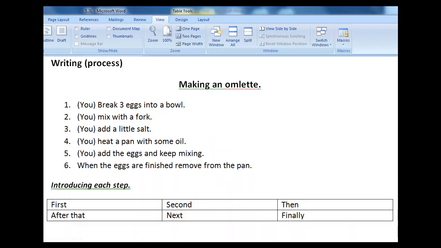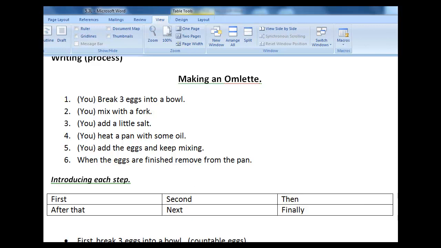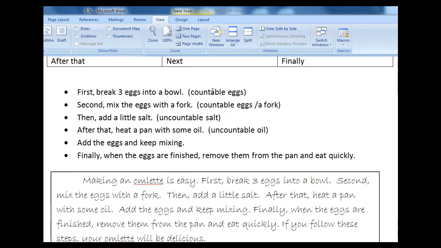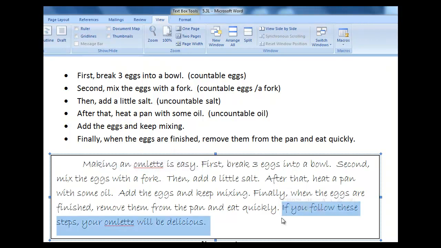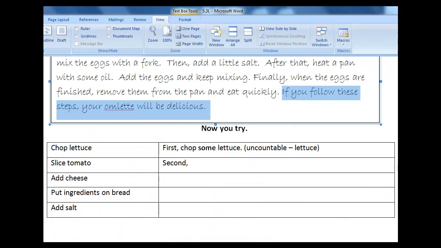This was 5.2. We did this before. This is the process, making an omelette. This is how to do it. First, second, third, fourth, fifth, sixth. This is how we introduce each step. First do this, second do this, then do that. We saw this yesterday. And then we can put them into a paragraph by adding this sentence, which introduces the paragraph, and finishing with this sentence, which finishes the paragraph. We did this as well yesterday.